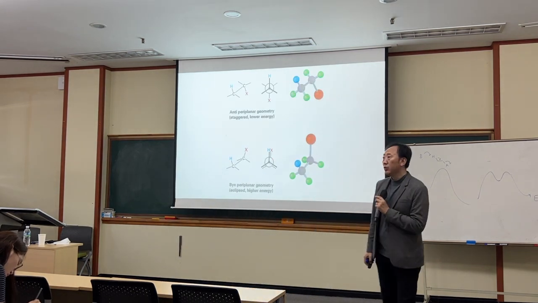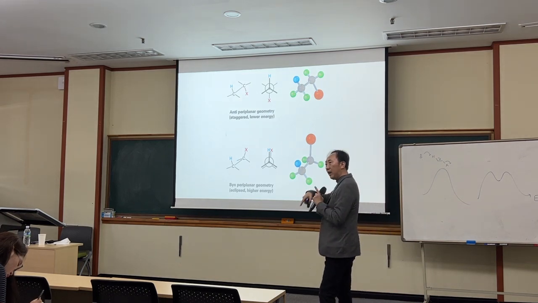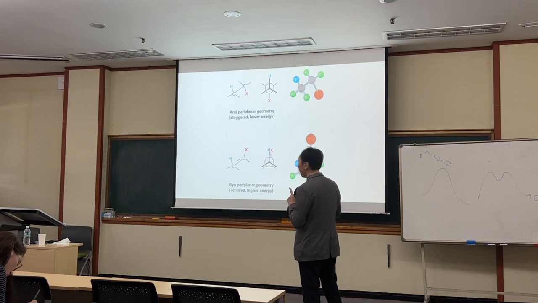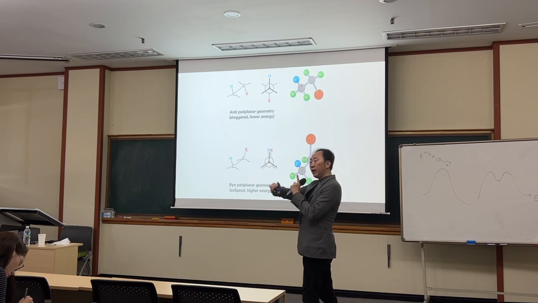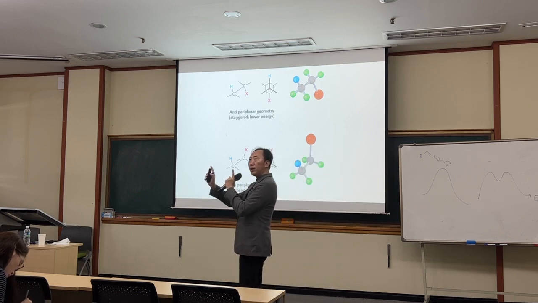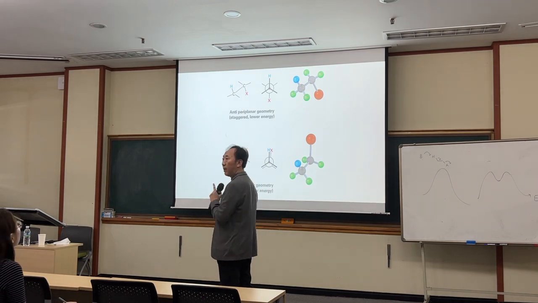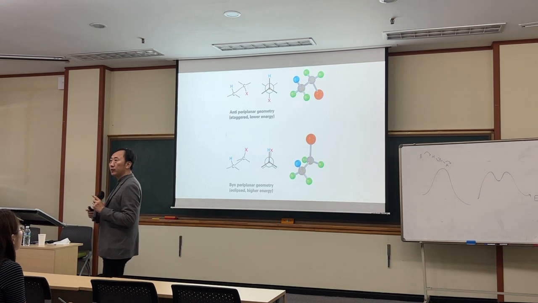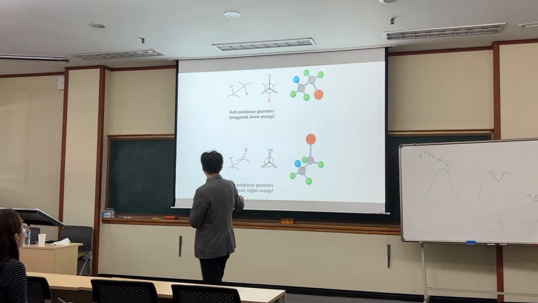Now, if there is an E2 reaction, we said the incoming molecular orbital and the leaving group molecular orbital should be on the same plane, right? If they are orthogonal, then the reaction doesn't happen. If they should be on the same plane, we say periplanar. Peri means together or plural, so together planar. So there are two possibilities.